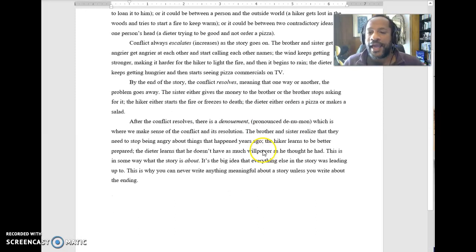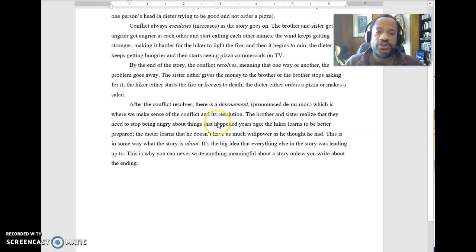the end. After the conflict resolves, there's what's called the denouement. See how it's pronounced, denouement. Which is where we make sense of the conflict and its resolution. That is, we start to think about what did all that mean, right? We went through all of this. How are we supposed to think about everything that we've just seen?